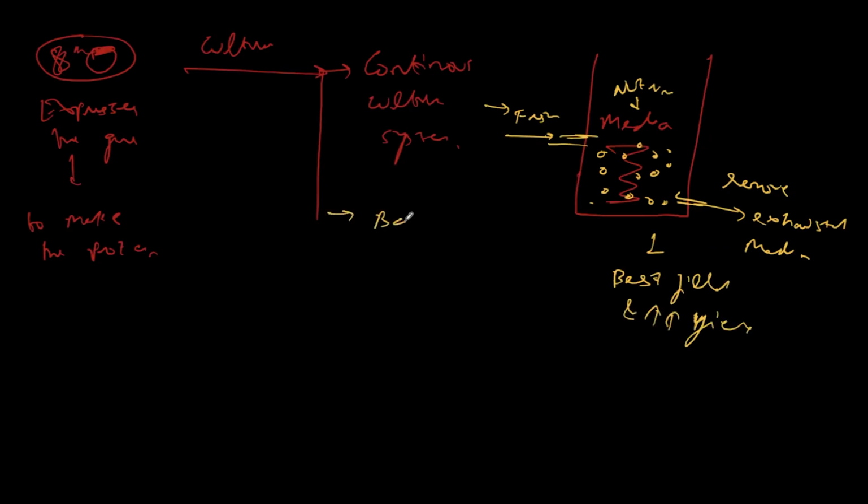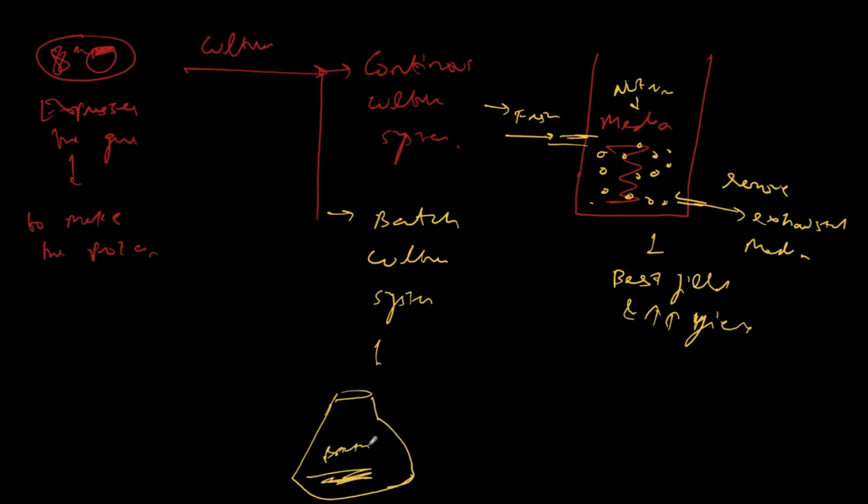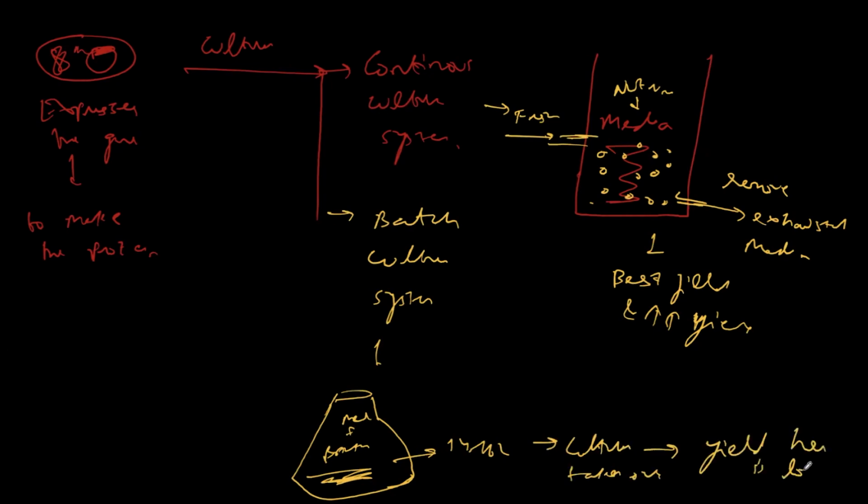Another method that we have is the batch culture system. What happens here is we have, let's say, a normal flask, and we add the bacteria and the media, and then let it grow. Once it has grown, we just take out the culture directly. So the yield here is low. That is the difference. In the continuous culture system, there is a continuous addition of fresh media along with the removal of exhausted media. But in the batch culture system, it is basically stagnant.